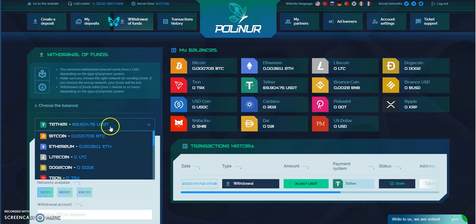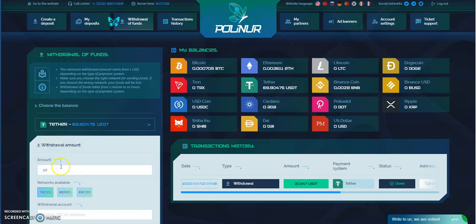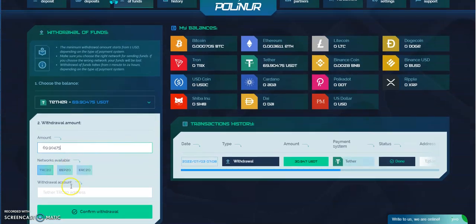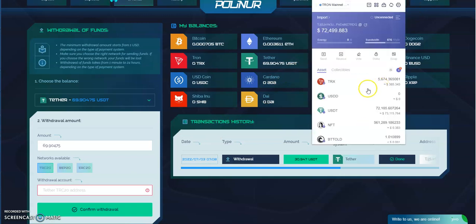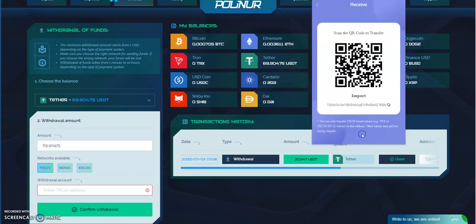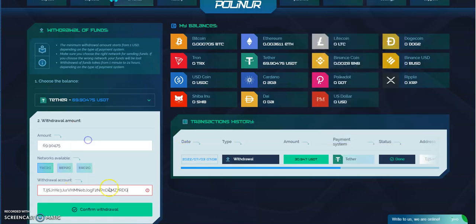Alright, so let's see. I'm going to take out Tether. 69.90. 475. I could choose the network I want to withdraw it in. I guess I'll just keep stacking this here and put it back into the Tether since I've been pulling from Tether, you know. So, just saying. Let's see if it copies in here. Yep.